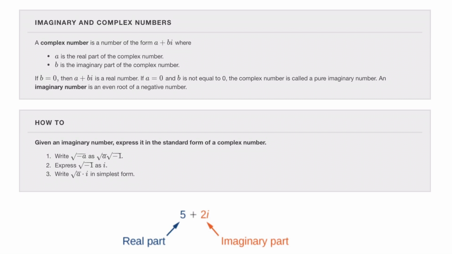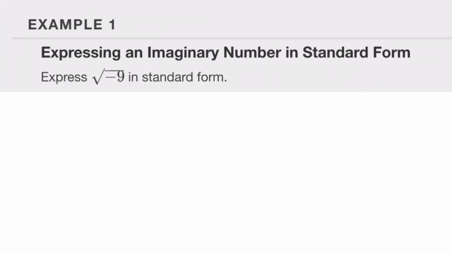Given an imaginary number, express it in the standard form of a complex number. Write the square root of -a as the square root of a times the square root of -1. Express the square root of -1 as i, and then we write the square root of a times i in simplest form. So we have the real part versus the imaginary part. Okay, let's see if we can see this in action.